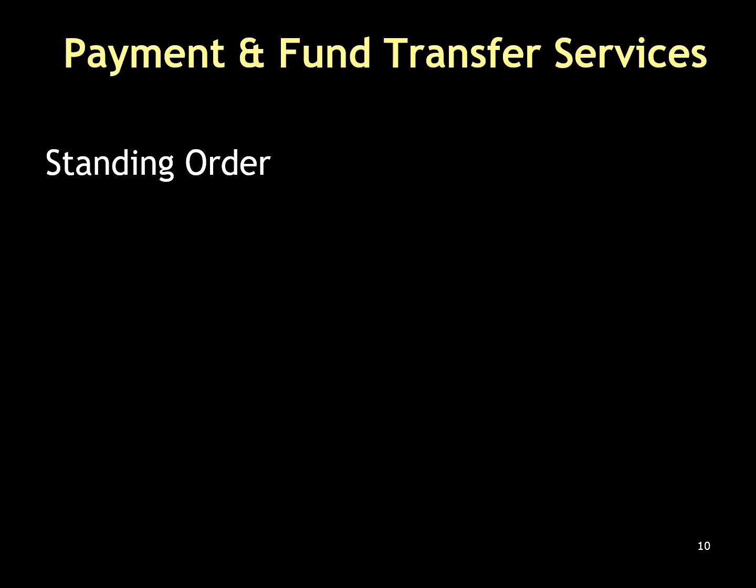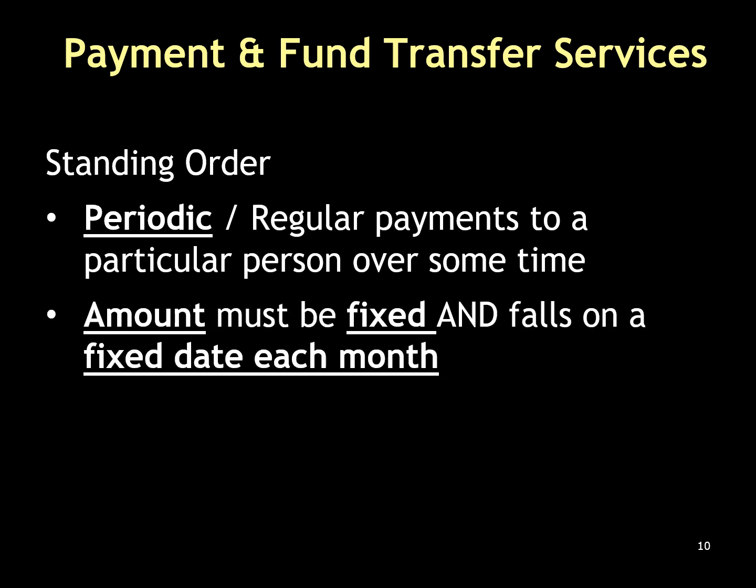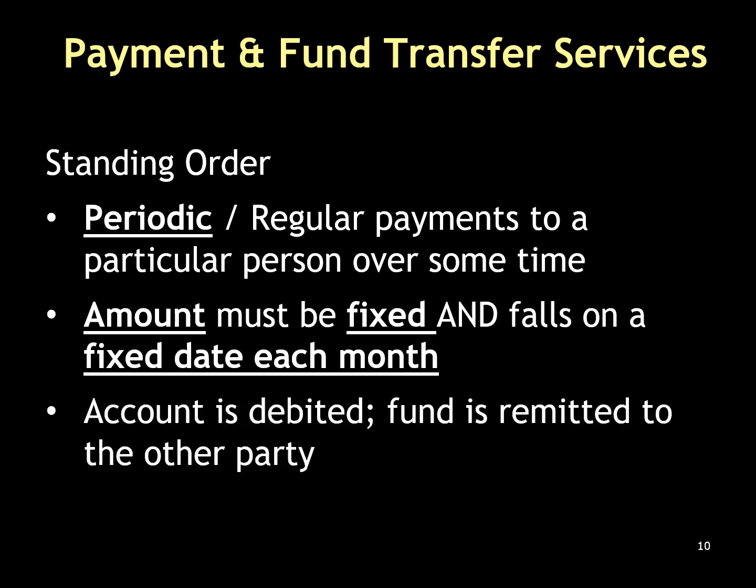Standing order is a periodic or regular payment to a particular person over a period of time. And the amount must be fixed. Take note, it has to be fixed, and the payment date has to be fixed each month. So it's a fixed instruction. The amount is fixed, the payment date is fixed, and the account is debited directly, and the funds are remitted to the other party.